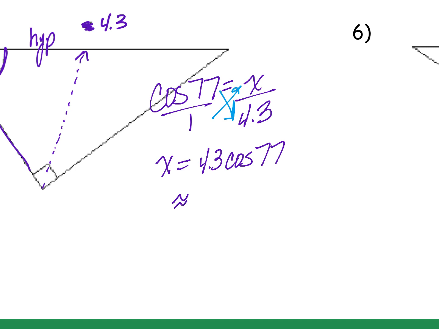So this time when I'm trying to find a leg, I'm timesing. So when I'm finding the hypotenuse, I'm dividing, just like yesterday. When I find the hypotenuse, I divide. When I find a leg, I'm going to times, right? So I got 4.3 times cosine of 77. So that should be 1.0.